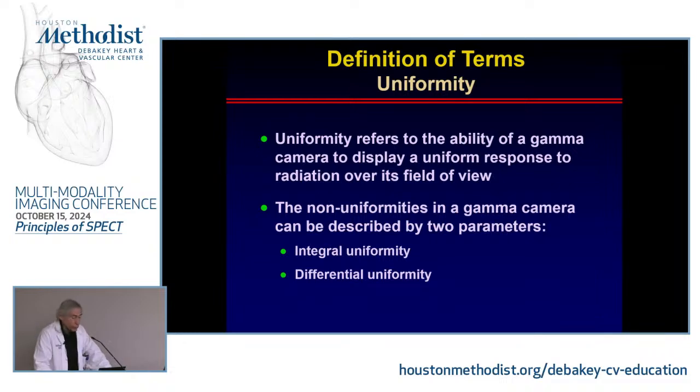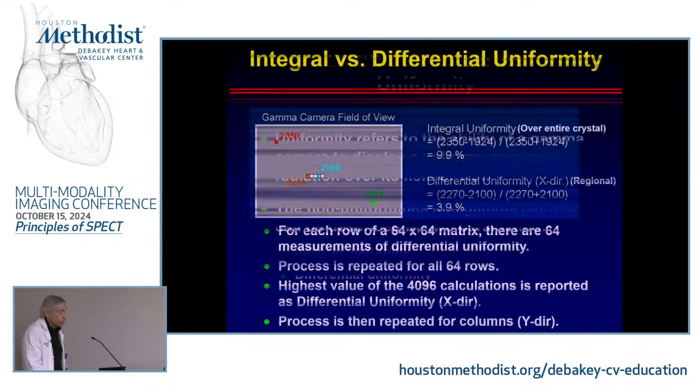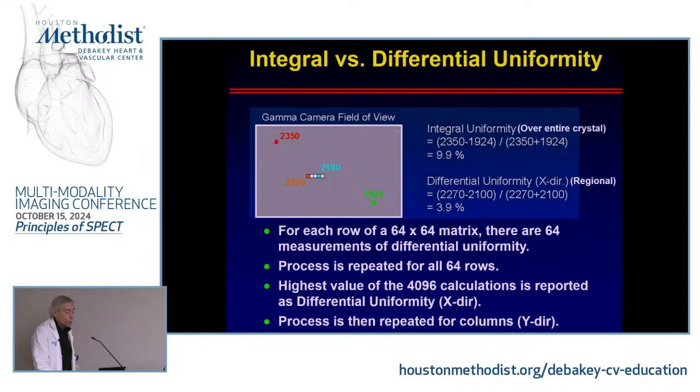And we look at integral uniformity and differential uniformity. Integral uniformity is over the entire crystal of the gamma camera. Differential uniformity is in regional areas. And we try to keep non-uniformity at a minimum.